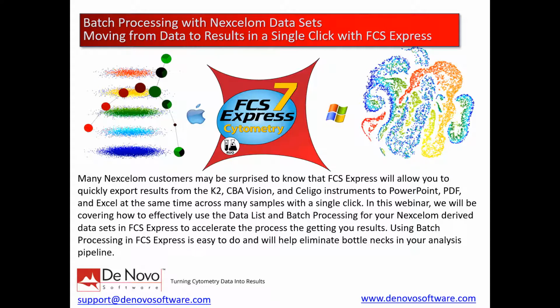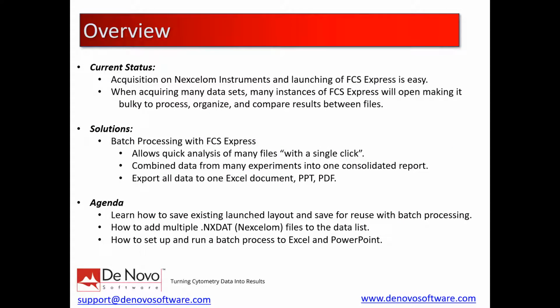Using batch processing in FCS Express is easy to do, and it will help eliminate bottlenecks in your analysis pipeline. As a little overview, when you acquire data from a Nexcelom instrument, it will launch FCS Express, which is very easy. At the end of your acquisition run, you press the button to launch FCS Express. But when you're acquiring many data sets, many instances of FCS Express will open. There'll be one instance or one layout for every single file, which makes it a little bit bulky to process, organize, and compare results between different files.